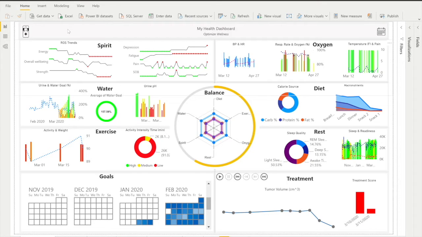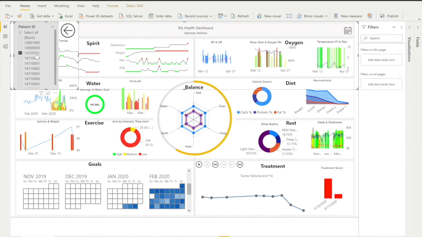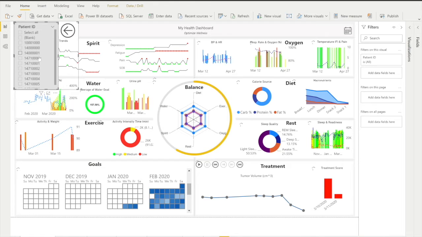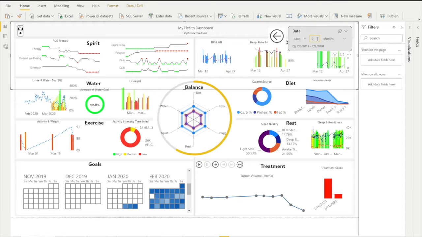So let's go into more detail about the fine points of how to use this dashboard for you and your patients. You'll notice in the top left-hand corner you can select from a list of patients. Once you select a patient, then all the graphs on this dashboard update accordingly. Likewise, you can select a date range. If we select the last 9 months of data, the graphs will update accordingly.